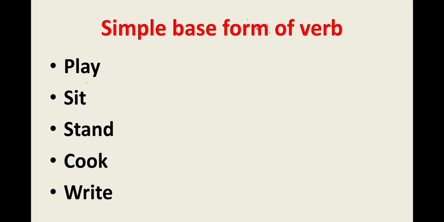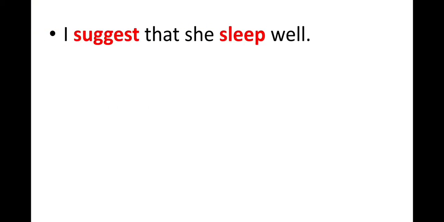Now I'll explain the subjunctives with examples. I suggest that she sleep well. Here you see suggest is a subjunctive verb which is used to express subjunctive mood. So we'll use the base form of the verb without adding s to it. We'll not say I suggest that she sleeps well. But the correct sentence would be I suggest that she sleep well.